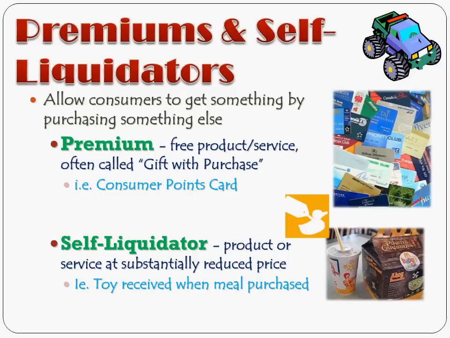A self-liquidator is a product or service that you are given at a substantially reduced price. Often this is tied into the price of the product that you purchase. So when you go to McDonald's and you purchase a Happy Meal, you get a free toy. Well, that toy is actually built into the price of the Happy Meal, so you're getting it at a substantially reduced price.